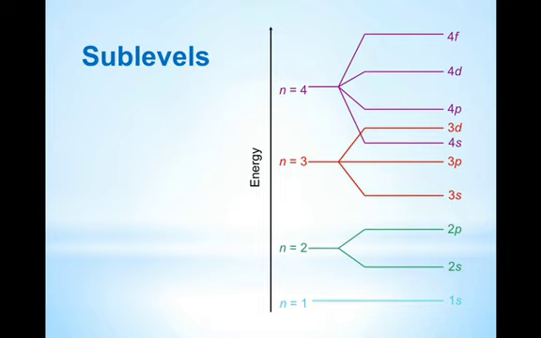Now remember, every sublevel is made up of one or more orbitals. All s sublevels have one orbital. Remember, an orbital is the region in which electrons move. Two electrons can occupy each orbital. That means that an s sublevel can hold a maximum of 2 electrons. So we would write this as 1s2, 2s2, 3s2, 4s2.